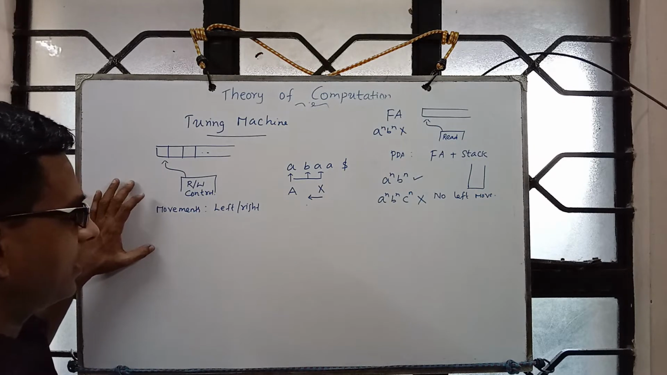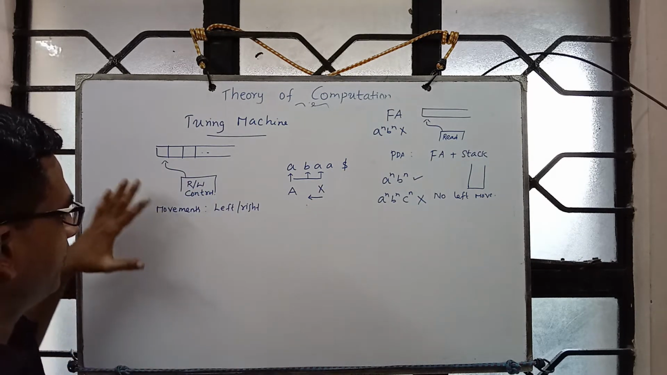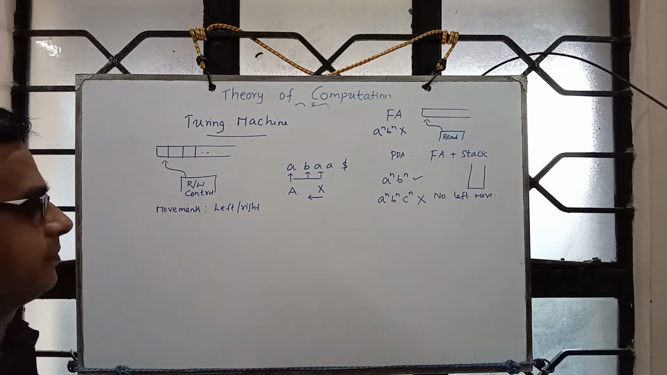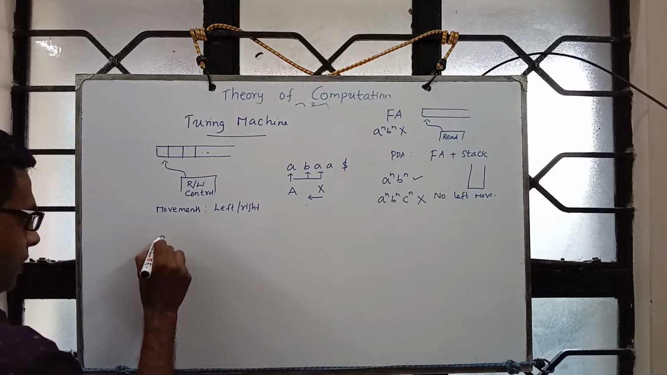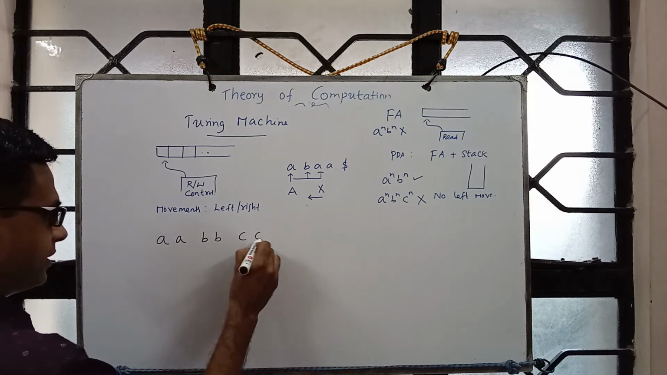To start with, let's construct Turing machine for a power n, b power n, c power n, so that you understand the configuration, the movements, and all that. Here is the logic. Suppose the input is a, b, b, c, c.